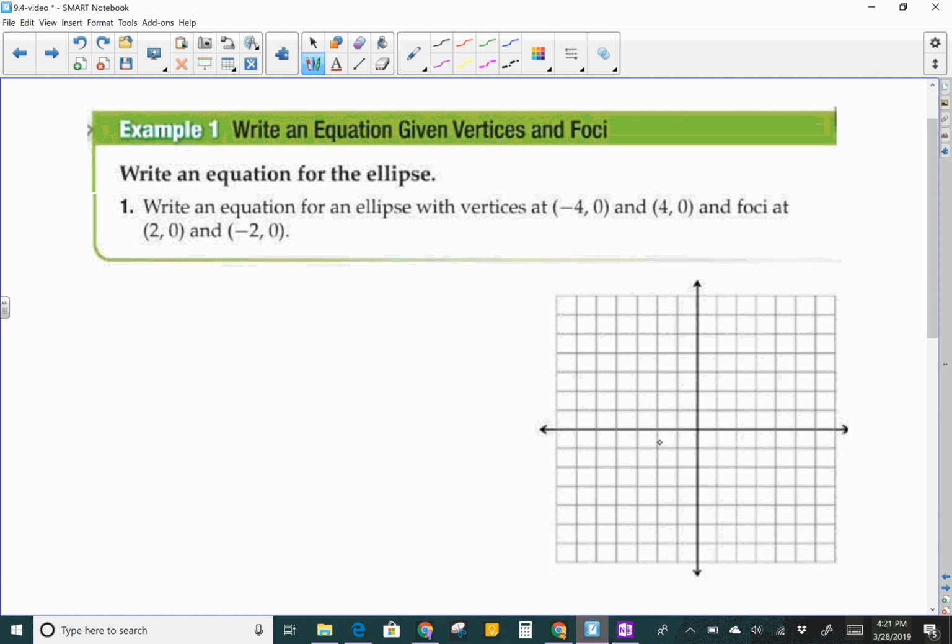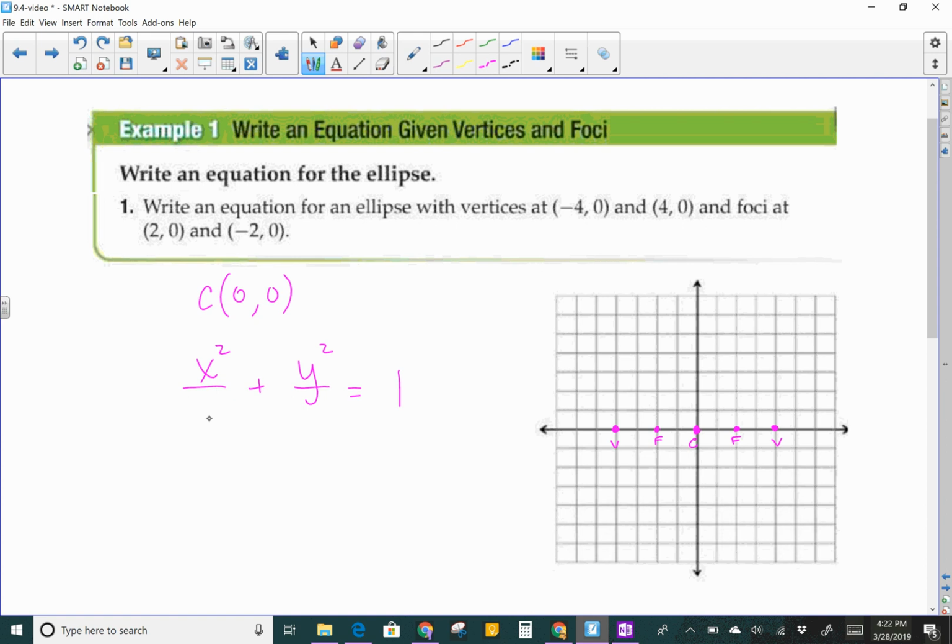So I'm going to go plot (-4, 0), that is a vertex, and (4, 0), that is another vertex, and the foci are at (2, 0) and (-2, 0). I might not have graphed this in the right order, but you got the gist of it. Okay, whether you choose to use the foci or the vertices, what is halfway between those is my center. So I know that the center is at the origin. Okay, so that means the top is going to be x squared plus y squared because I'm not adding anything to it. I didn't shift anywhere.